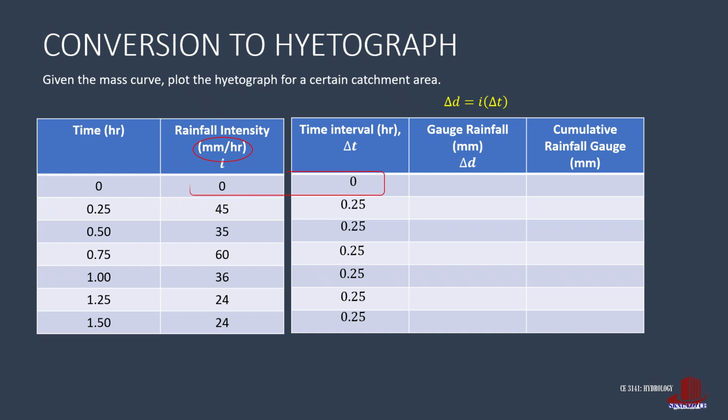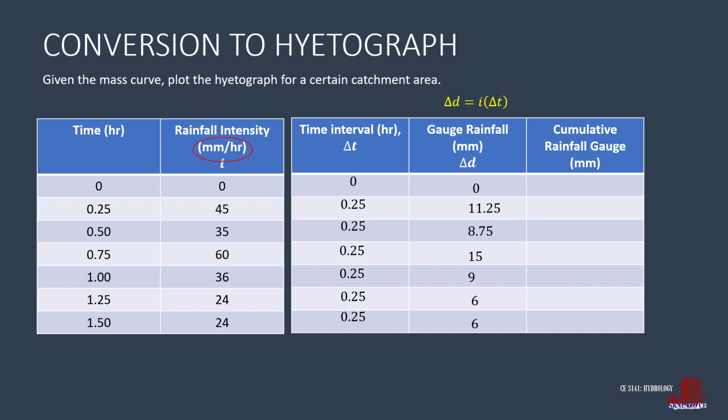So start with 0 times 0 giving 0. Next is 45 times 0.25, which is 11.25. Then 35 times 0.25 is 8.75. Followed by 60 times 0.25 giving 15. The next is 36 times 0.25, which is equal to 9. And 24 times 0.25 gives 6. The last entry is also 6 from 24 times 0.25. This completes the column for the interval depths.